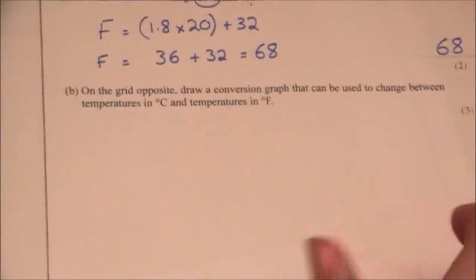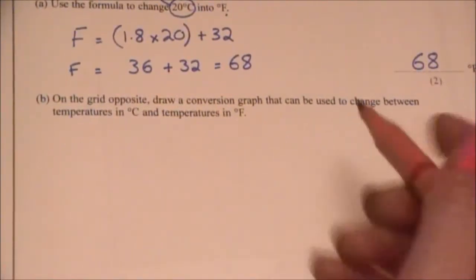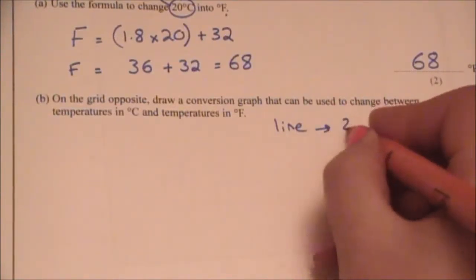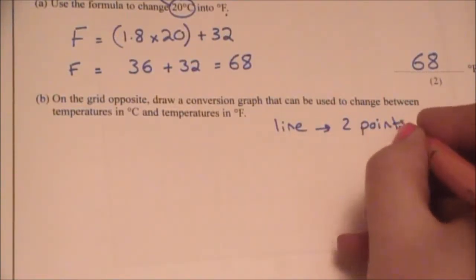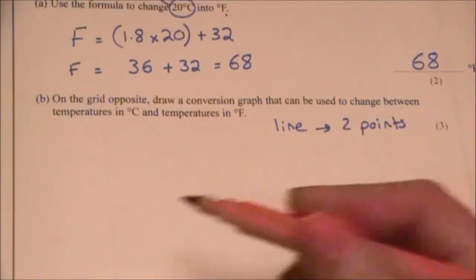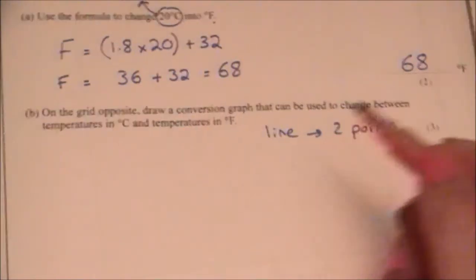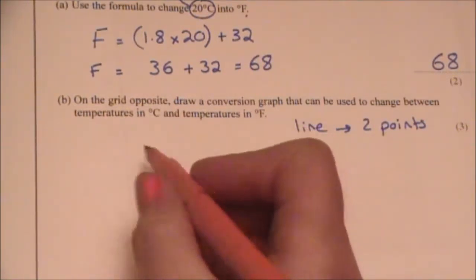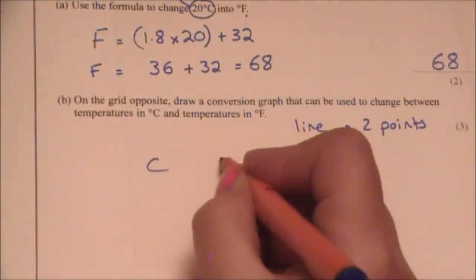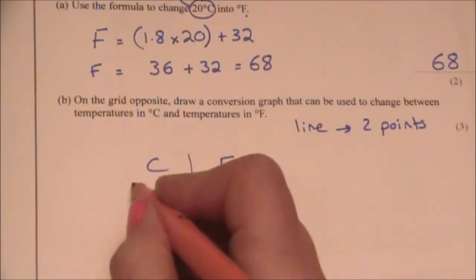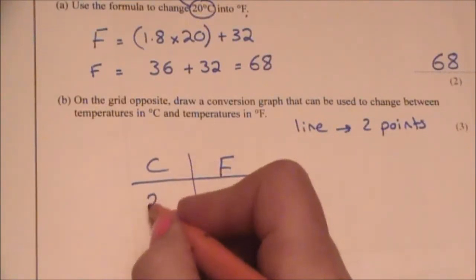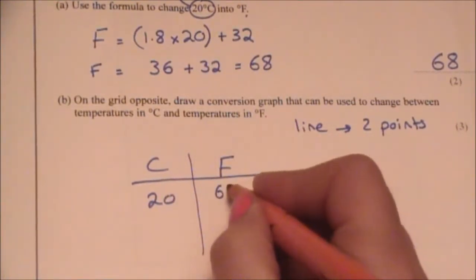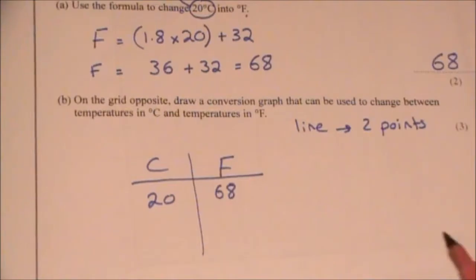In order to draw a conversion graph, I need some points. And in order to draw a straight line, it's worth remembering that you only need 2 points. Because once you have 2 points on a line, you can connect them and extend your line, and that'll give you a full graph. So I'm going to make a little table so I'm organised. 20 degrees centigrade, I found out above, is 68 degrees Fahrenheit.